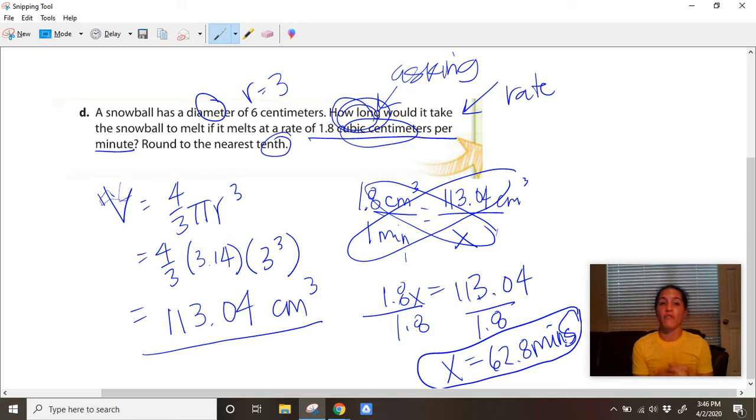So this was the multi-step problem. First, you find the volume, and then you use that rate, and you set up a proportion.